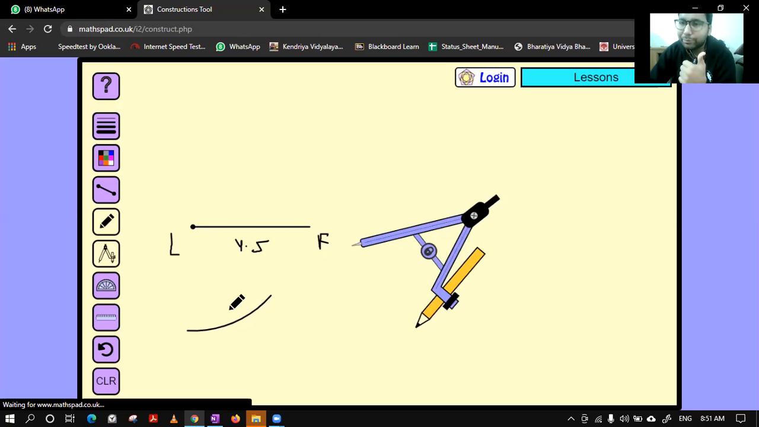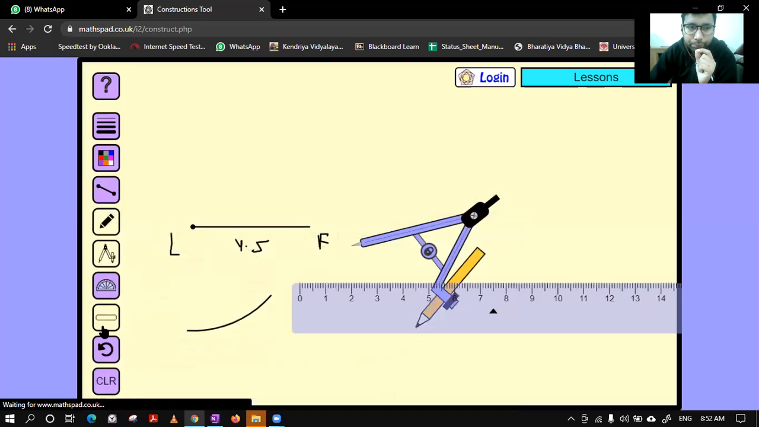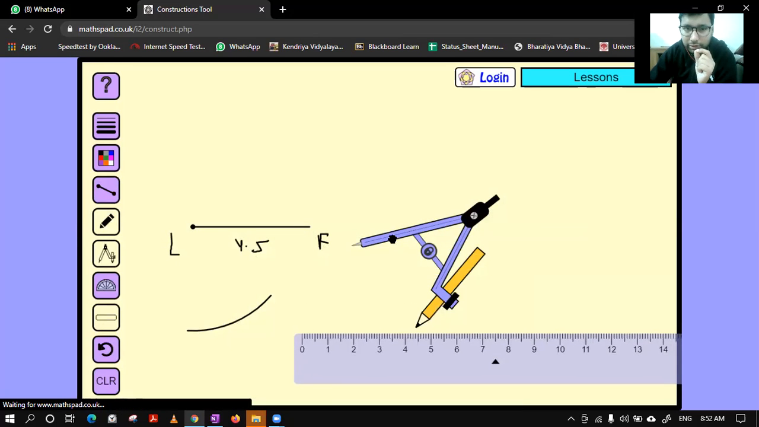To get the exact position of that point I, we need to cut one more arc. For that arc, what is the dimension? Class, please tell me. We have got this arc right now. What is the other dimension? It is IF, that is only 3 centimeters. So let's see the 3 centimeter thing.